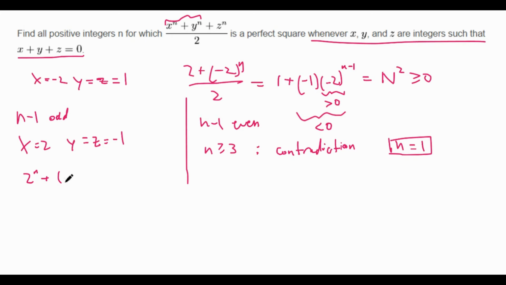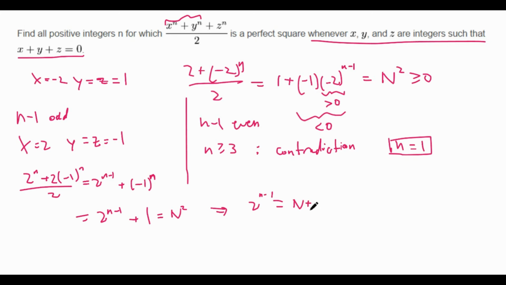We get 2 to the power of n plus negative 1 to the power of n times 2 over 2, which is just equal to 2 to the n minus 1, plus negative 1 to the n. We know that n minus 1 is odd, so that means n is even, so this thing is just equal to 2 to the n minus 1 plus 1. And this equals n squared. So now we can rearrange this a little bit to get 2 to the n minus 1 is equal to n squared minus 1, which is just equal to n plus 1 times n minus 1.